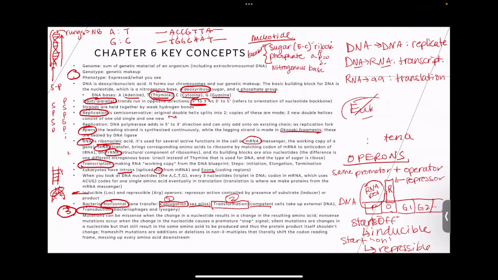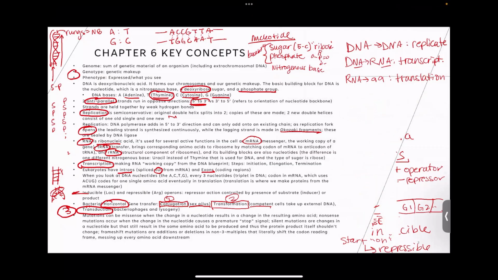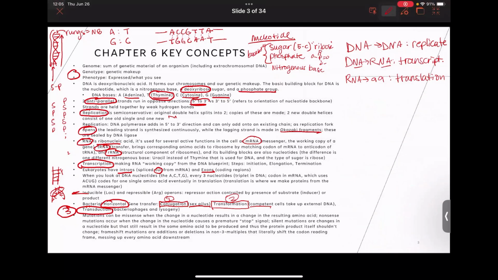Come on, work with me here. There we go. Clean this up. Operons. That was fun. All right. All right. So our mutations.